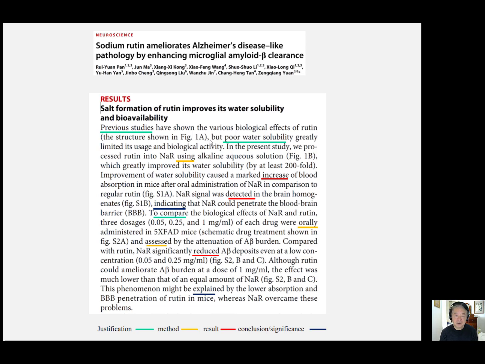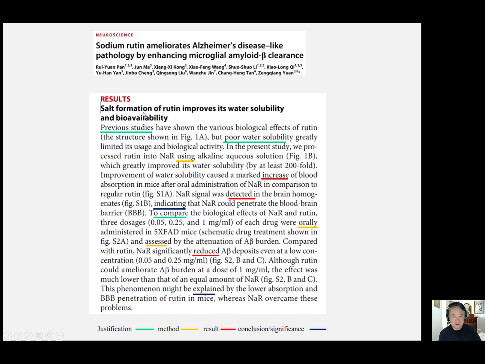The paper published in 2020 this year is about a molecule which is nutrition rutin. They use the sodium to bind to the rutin, to make it more increase bioavailability for the absorption. They use this to treat the Alzheimer's disease-like pathology via microglia to clear the amyloid beta. So this is one paragraph, the first paragraph actually, of this paper about the results.